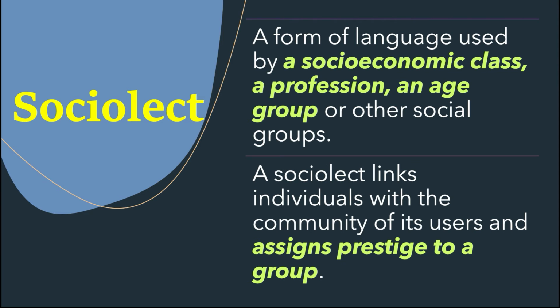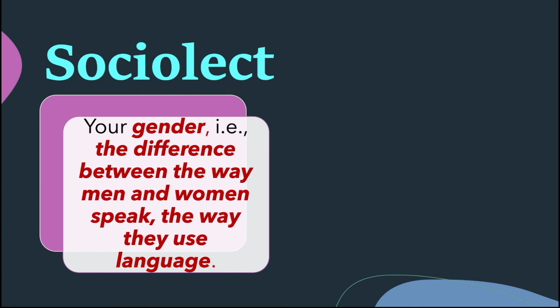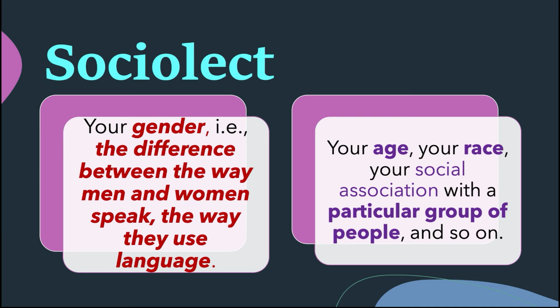We have another important point in this direction. A sociolect links individuals with the community of its users and assigns prestige to a group. Your gender, that is to say the difference between the way men and women speak, the way they use language, may determine your sociolect. Your age, your race, your social association with a particular group of people, and so on.